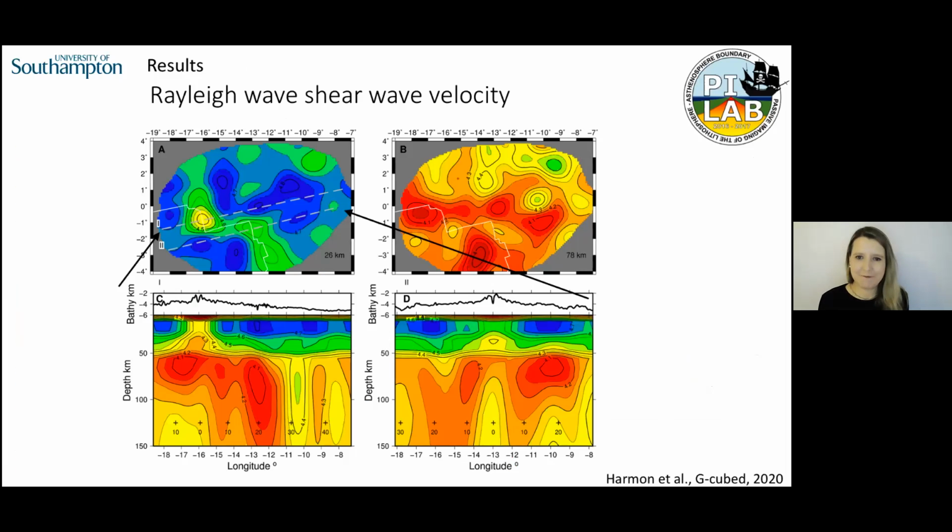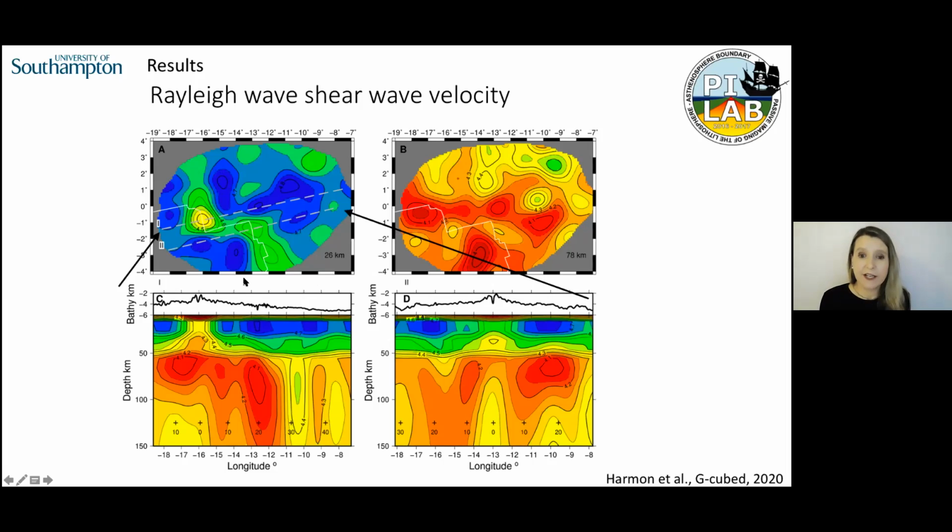So first of all, we have the Rayleigh wave results. You can see, first of all, at 26 kilometers depth, we find slow velocities beneath the ridge. So that's good. And we get faster velocities at older ages. That's what we expect. When we move to deeper depths, say here 78 kilometers, we lose all expression of the plate, and instead we see punctuated anomalies that are not necessarily centered beneath the ridge axes.